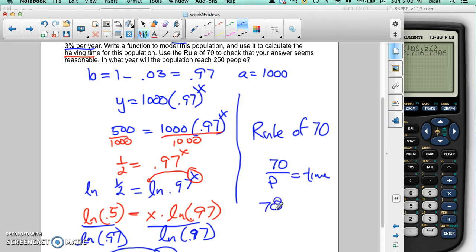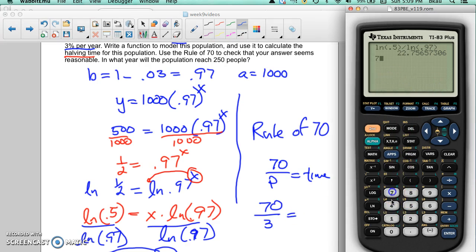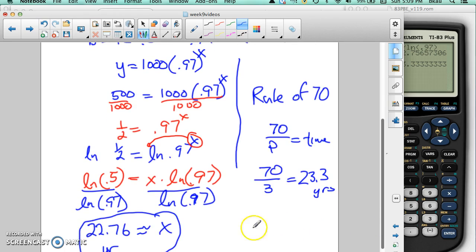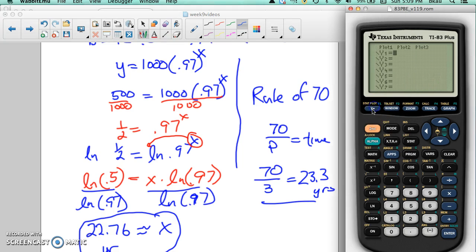In this case, 70 divided by 3%, and 70 divided by 3 is 23 1/3, so we get 23.3 years here. So we're pretty close. It's an estimate in this case. We're pretty close to the same answer. Let's just verify that on our calculator as well.